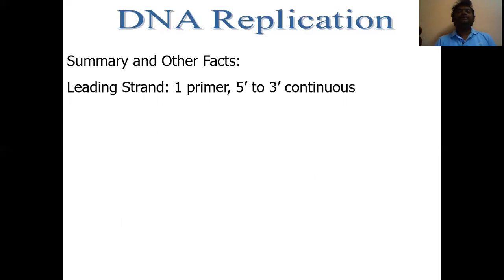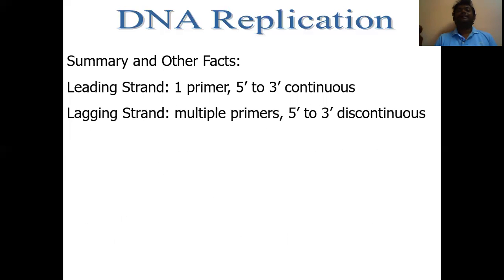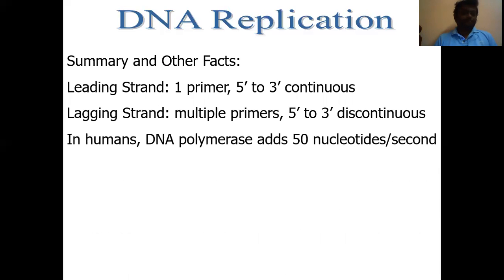And here comes the summary of DNA replication. Facts about DNA replication: remember, the leading strand has one primer and continuous adding of nucleotides in the 5 to 3 direction, whereas the lagging strand has multiple primers. That means for each nucleotide sequence one primer will be added, so that's why multiple primers will be there, and the addition of nucleotides is discontinuous.